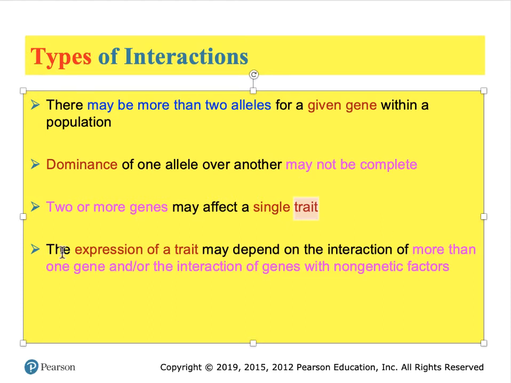The last bullet point simply takes the third bullet point and expands upon that. What it's saying is that the expression of a trait may not only depend on more than one gene, but it may also depend on the interaction of the genes and their products with non-genetic factors. And this is what we call the environment.